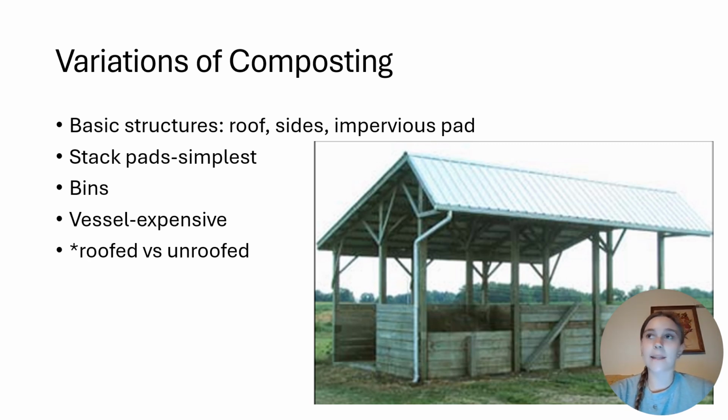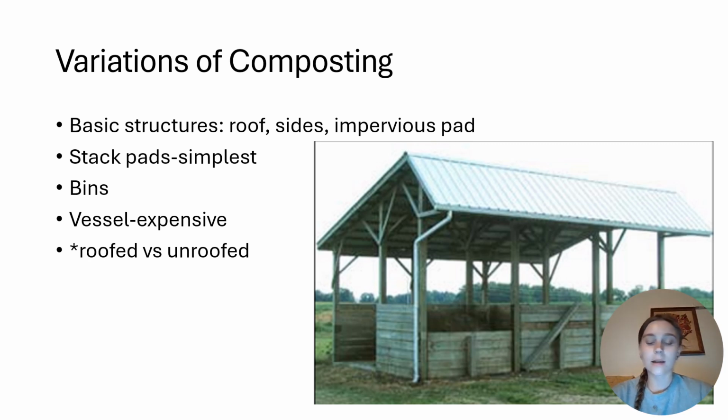Stack pads are the simplest. It's a process that's used on smaller scale farms and is best for dry manure, like small ruminants or horses, as opposed to dairy manure that is more liquid. That would require bins, and that also would require more bulking agent, which is something like dry wood chips, that is able to soak up excess moisture and provide a proper amount of carbon, but I'll get there in a second. Bins are what is pictured here.